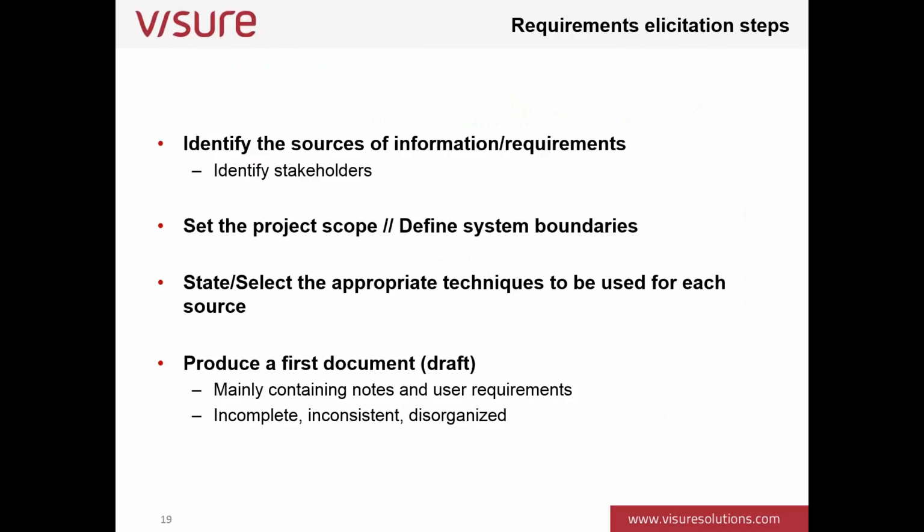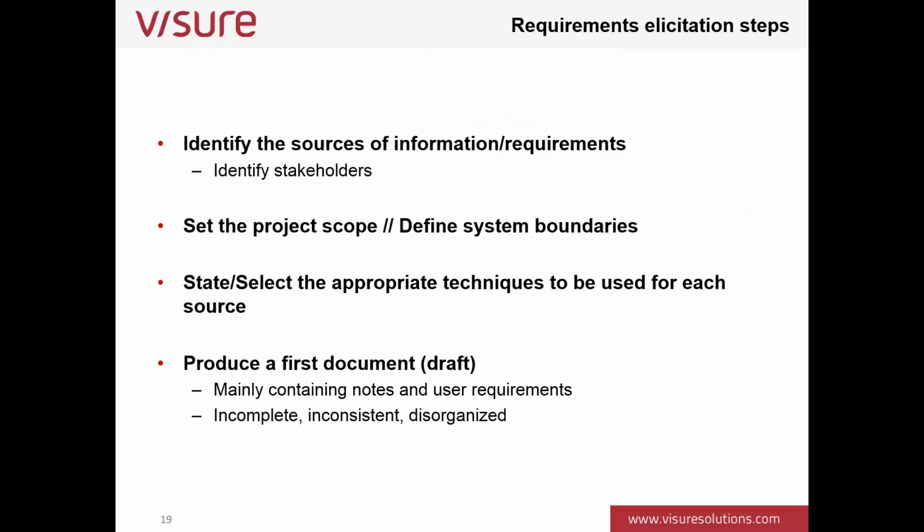But first, we have to define the system boundaries and identify the source of information. And once we have finished applying the different techniques, we are ready for producing a first document. Well, document, it's a big word here. It's going to be a draft. It mainly contains notes and user requirements, really high-level requirements, and not properly written requirements.